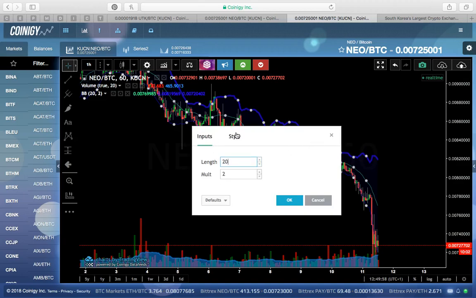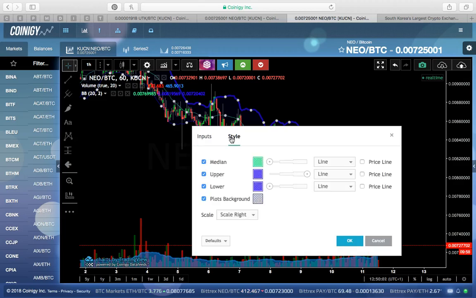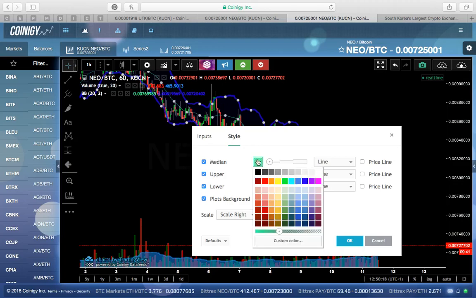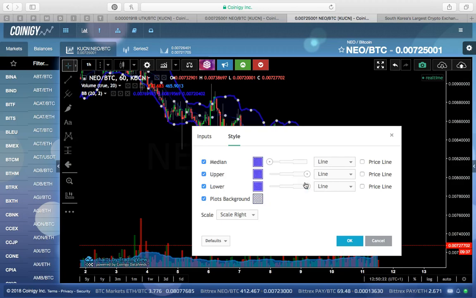I have never changed the length. Get a style. You've got your upper, which seems to be the thicker line there. I also have the lower as the thicker line as well. And I leave it blue. I think on mine, I've changed the middle line to blue as well, because I've already got green for something else.